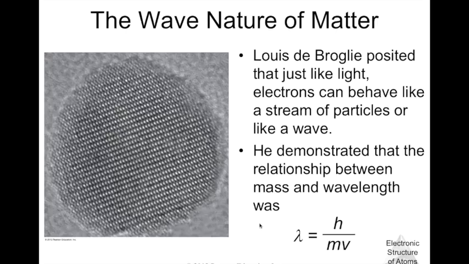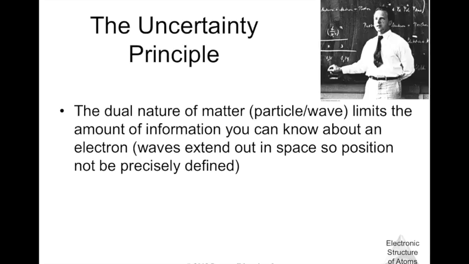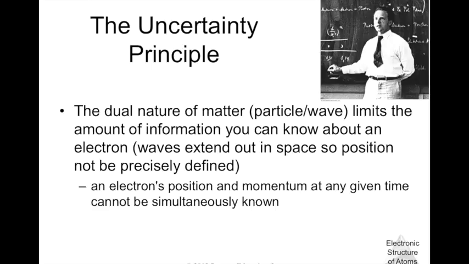So what the heck does all this mean? Why do we care? Well, basically, we see that we have this dual nature of matter, right? Matter can be a particle or it can be a wave. And so this really sort of throws us for a loop. It kind of limits what you know about an electron, because an electron's wave can extend out into space, but then the position can't be precisely defined because it can extend out anywhere. And so, you've probably heard this before, electrons' position and momentum at any given time cannot be simultaneously known. You can't figure out both of them.